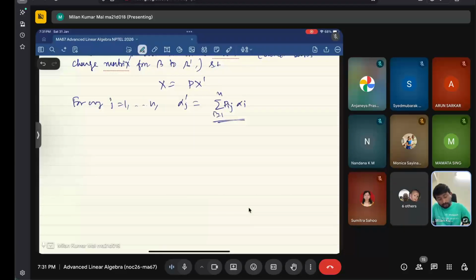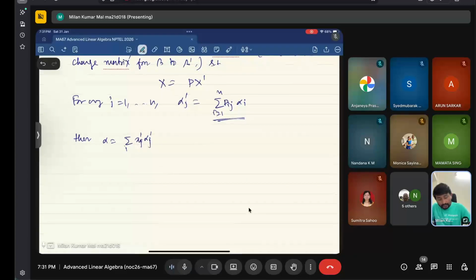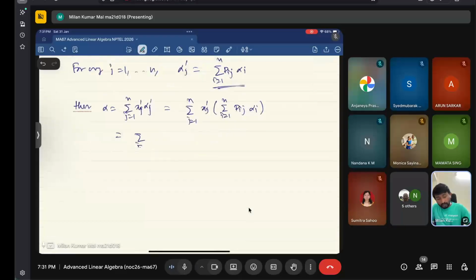Now if you write this way, then the vector is equal to the summation of xj dash alpha j dash, j equals 1 to n. This can be written as the summation of xj dash into the summation of i equals 1 to n p_ij alpha i, and j equals 1 to n. This can be written as the summation of i equals 1 to n, of p_ij xj dash whole, into alpha i.